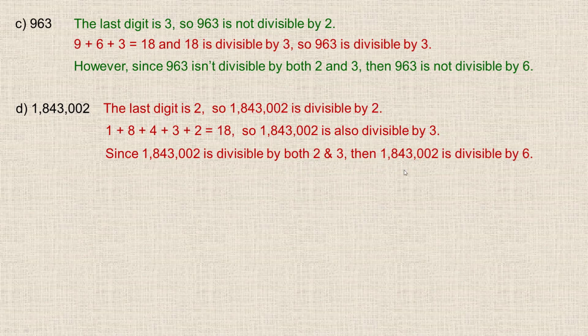So you check for divisibility by 2 and 3. If it's divisible by both 2 and 3, it's going to be divisible by 6. And that's the end of the tutorial.